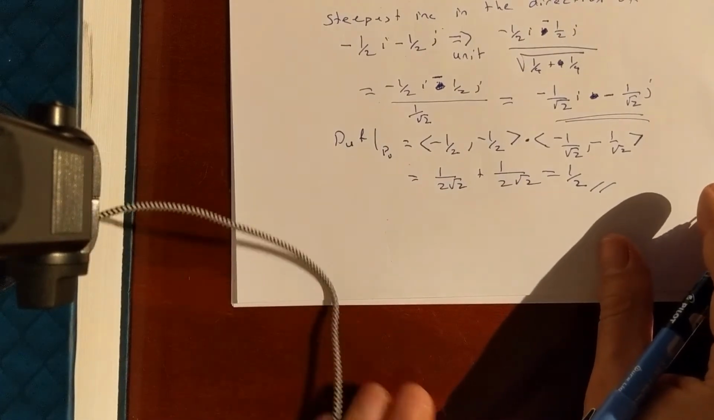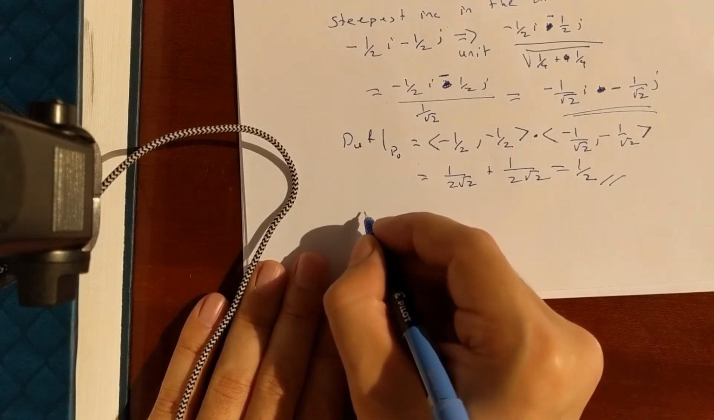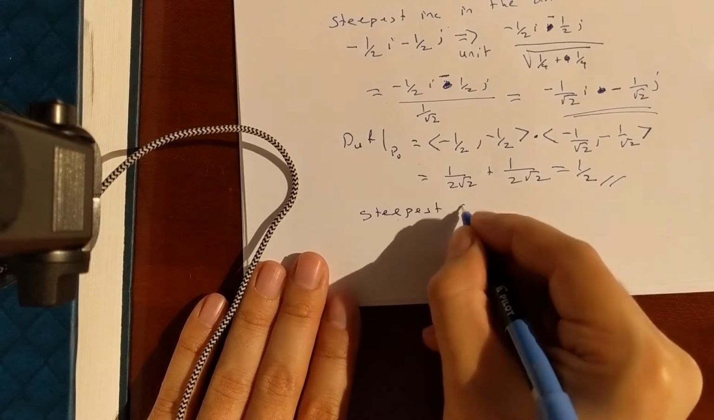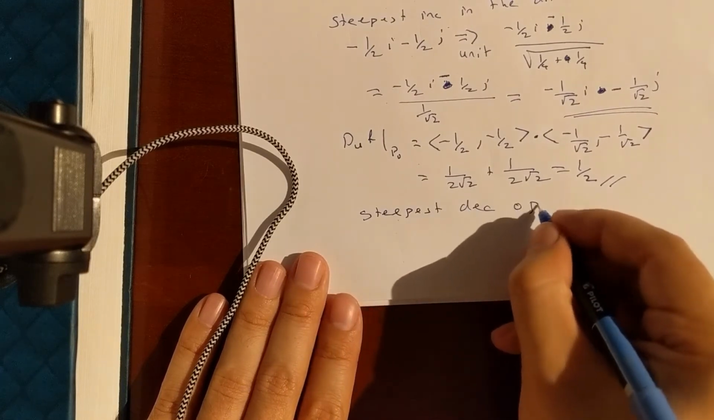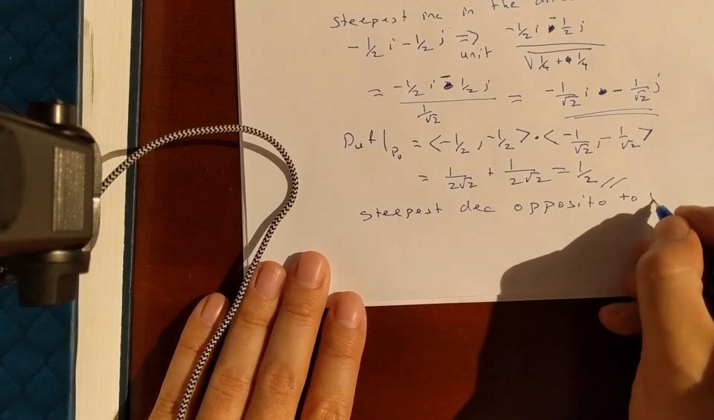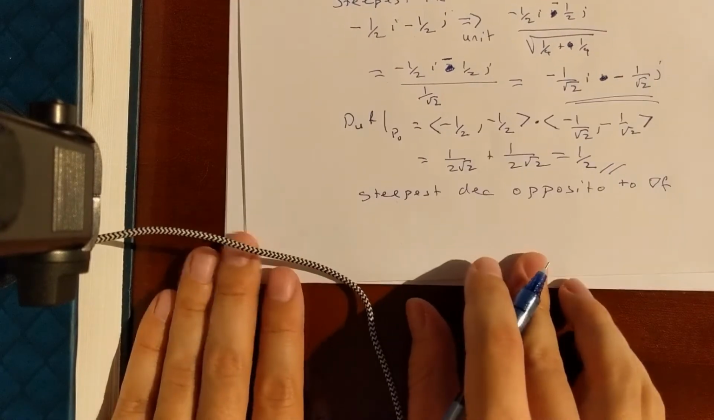Okay, so that's the direction of steepest increase. Now let's quickly do the same thing for the direction of steepest decline. Steepest decrease is going to be in the direction opposite to the gradient of f. Okay, so again, you've got to be careful.